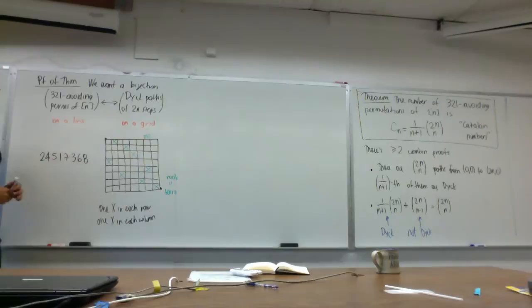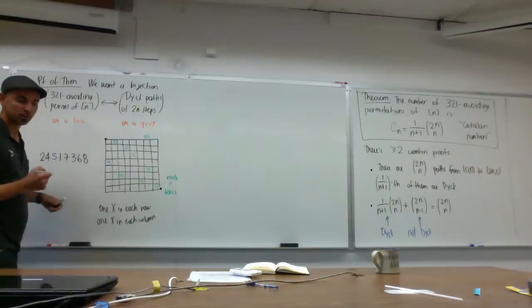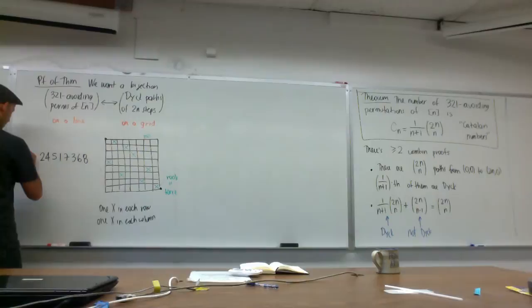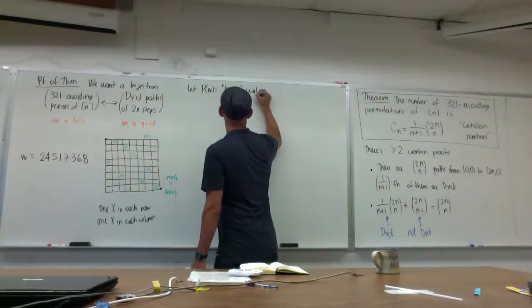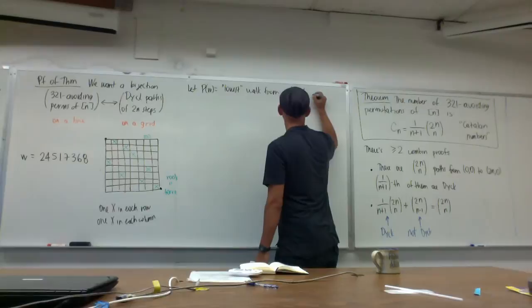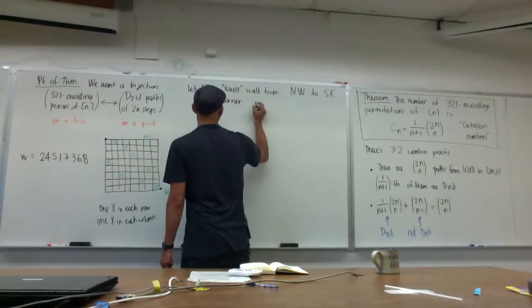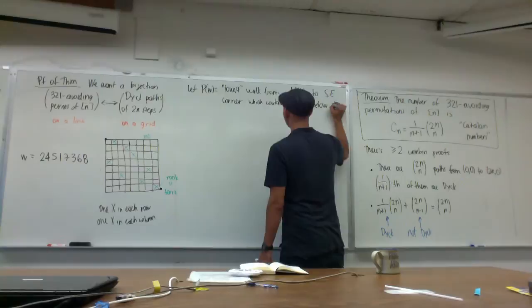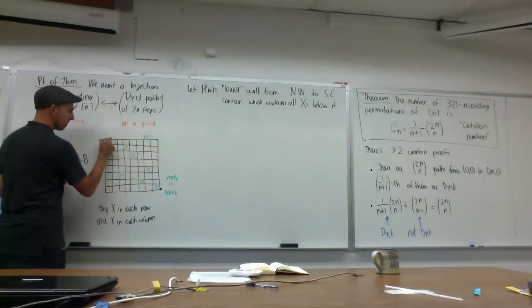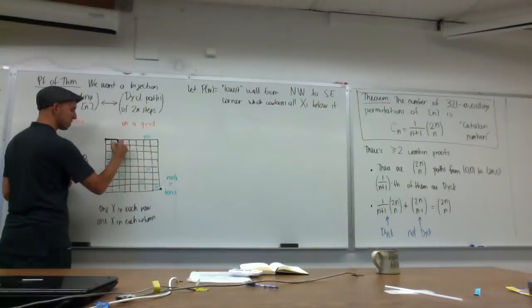Okay. So, let's see what notation did I use here. I'm going to let E of W be the lowest walk from the northwest corner to the southeast corner which contains all x's below. Okay. So what is it in this case? Well, if I'm going to contain this x, then I need to go around it. And then I go down as far as I'm able to, but if I want to contain this x, then I need to make a right here. Okay. And then I can go down.